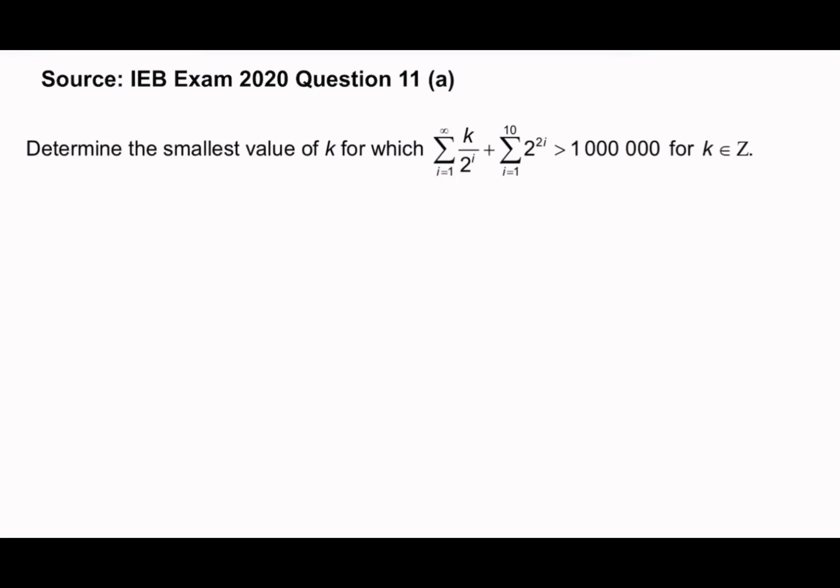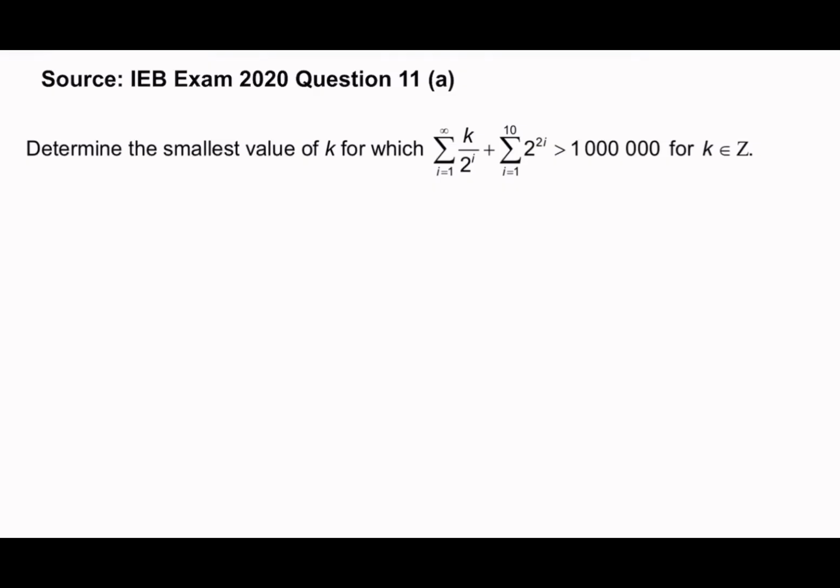Hello and welcome. In this video, we're going to work with a question that involves sigma notation, and it's an IEB exam question that comes from 2020 paper 1, question 11A, and the question reads: determine the smallest value of k for which this sum added with that other sum will be greater than 1 million.